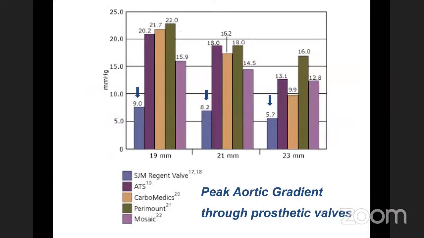Another important parameter is the peak aortic gradient, measured in millimeters of mercury through the prosthetic valve. Here, the optimal peak gradient is the lowest possible, of course. You can see here, also St. Jude, ATS, Carbomedics, and then Paramount and Mosaic. We are aiming for the lowest peak gradient. St. Jude also has the lowest gradient among all valves in all sizes.